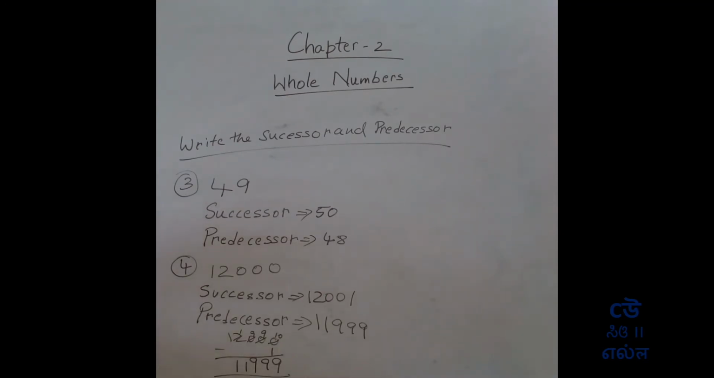Understood, children, how to find the successor and predecessor of the numbers for natural numbers we saw. Next, let us see the whole numbers. Okay.